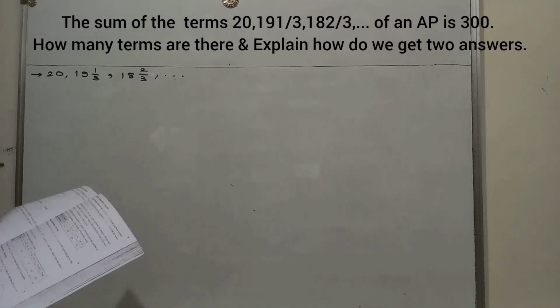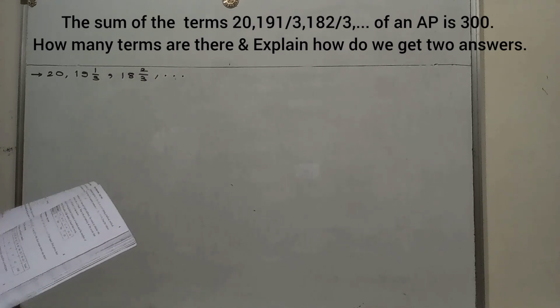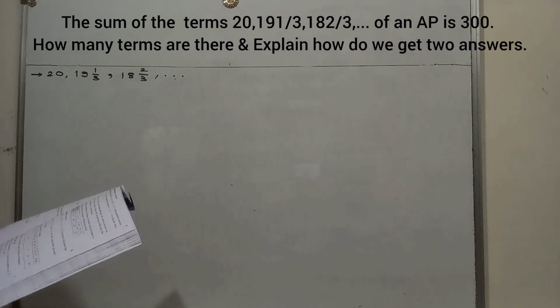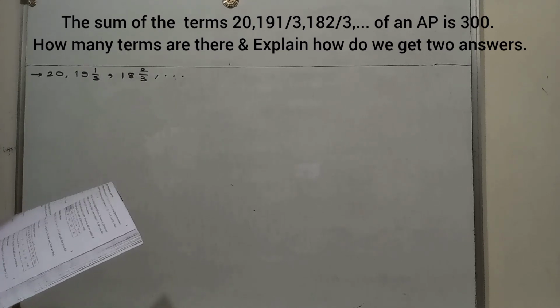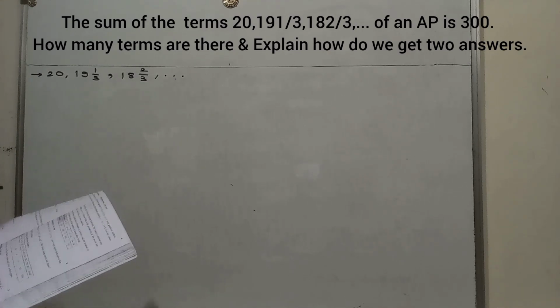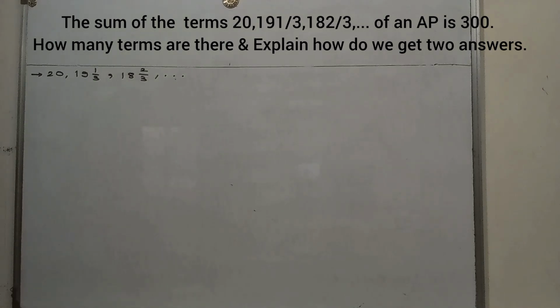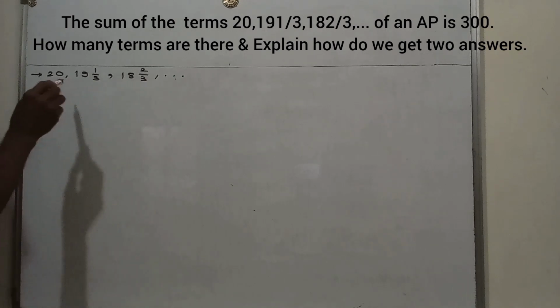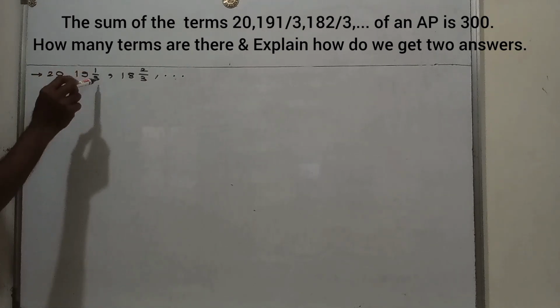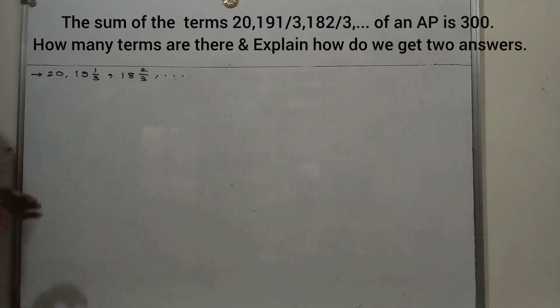The sum of the terms 20, 19 1/3, 18 2/3, and so on of an AP is 300. The sum is 300. How many terms are there? That is the first question. And second, explain why we get two answers. Now see here: 20, 19 1/3, 18 2/3, and so on, the sum is 300. Find the number of terms.